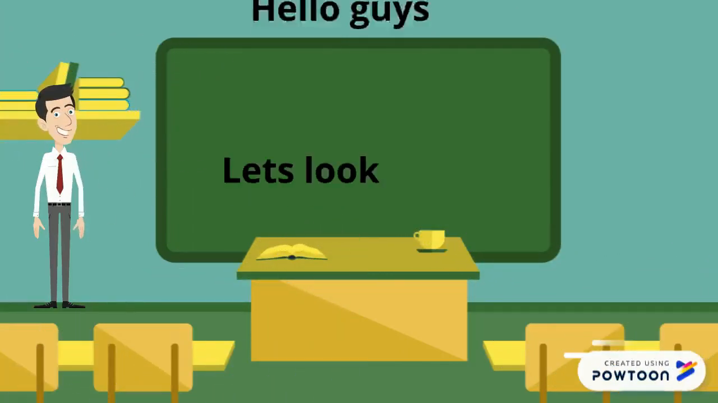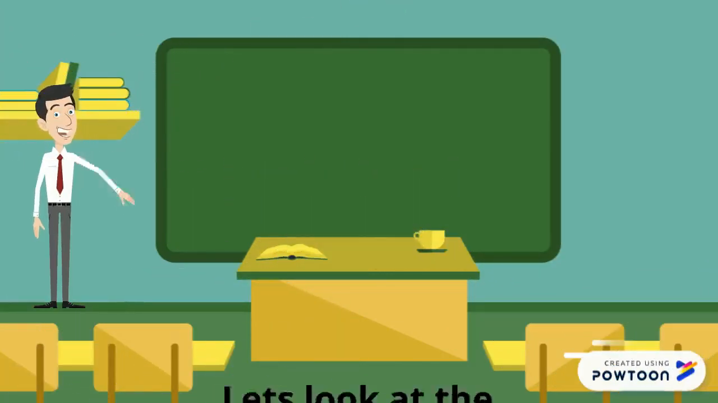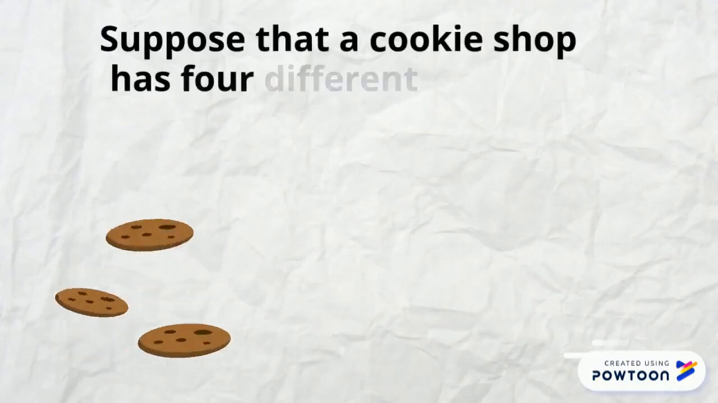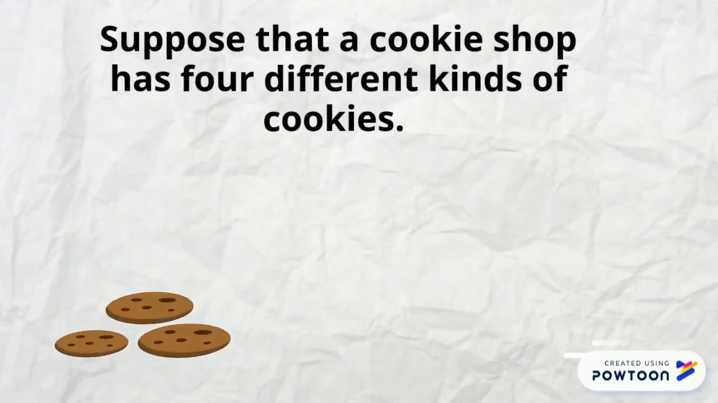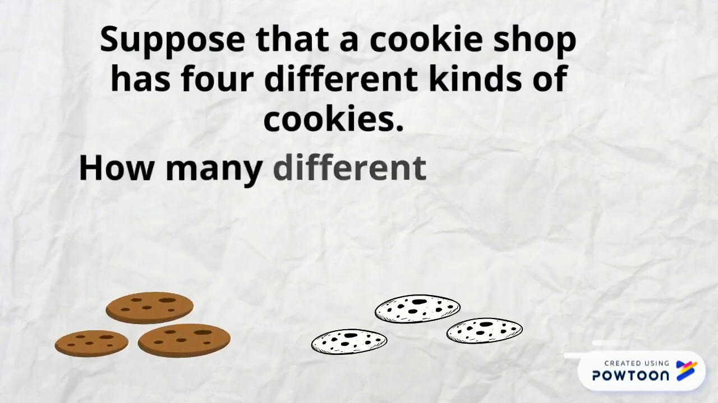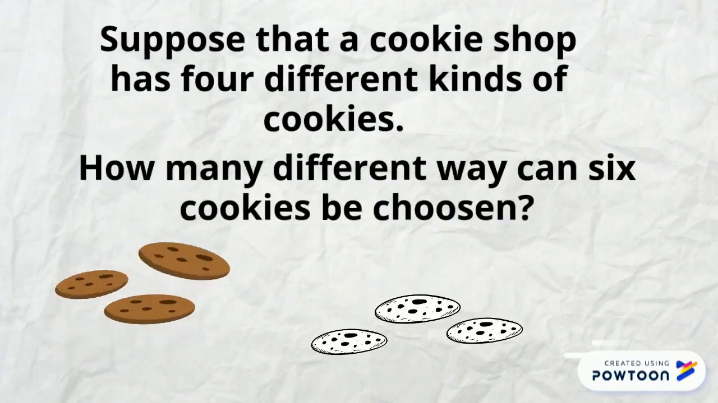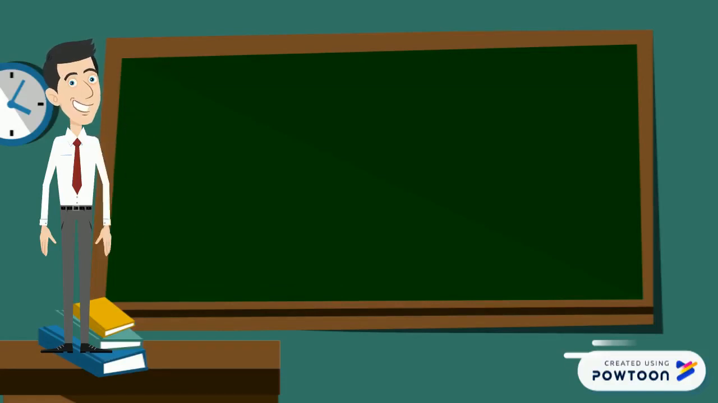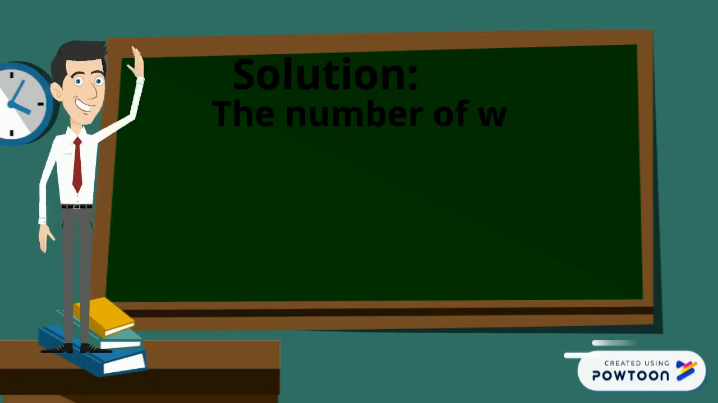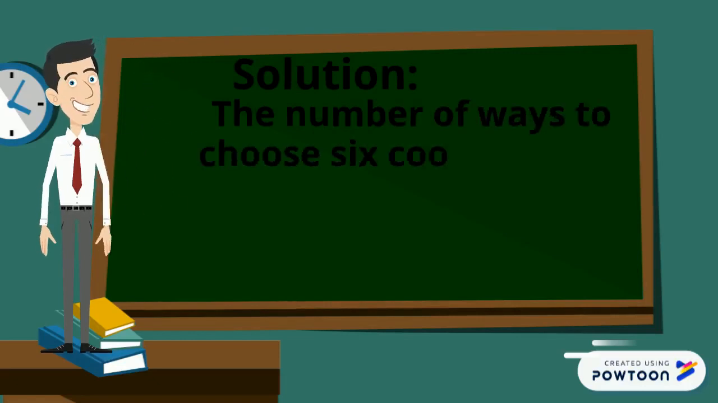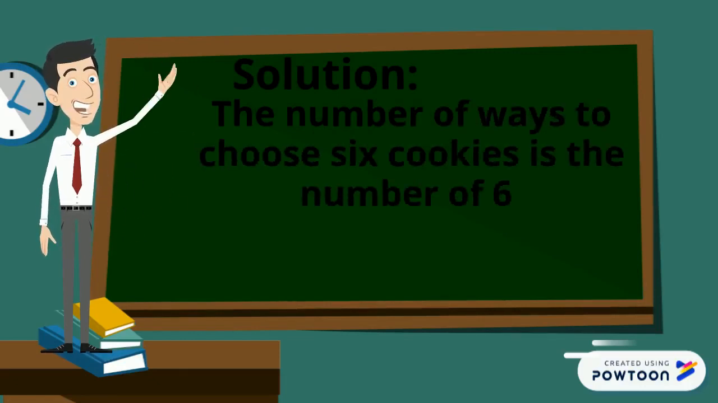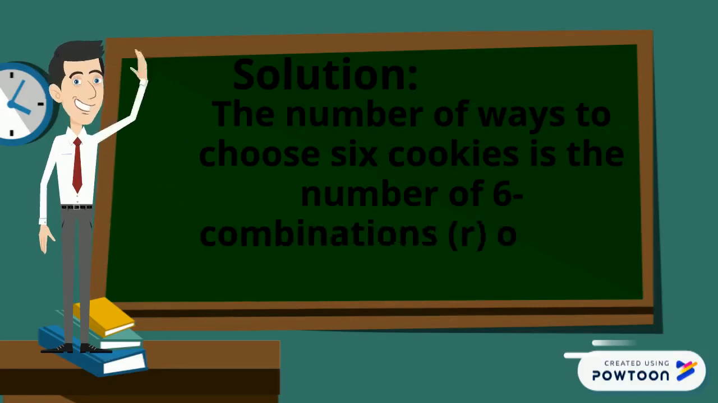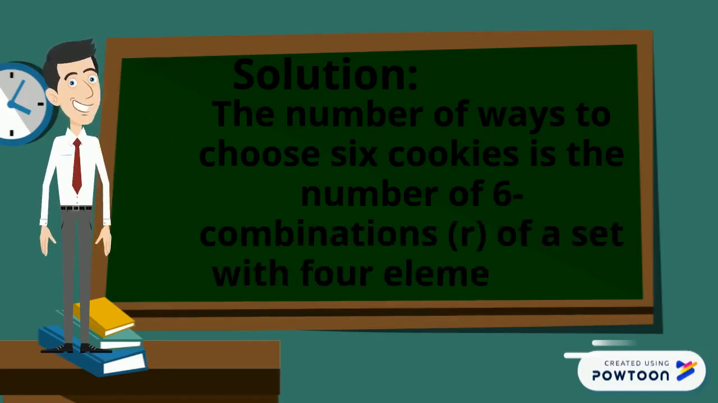Hello guys, let's look at the questions. Suppose that a cookie shop has 4 different kinds of cookies. How many different ways can 6 cookies be chosen? Now let us look at the solutions. The number of ways to choose 6 cookies is the number of 6 combinations r of a set with 4 elements n.